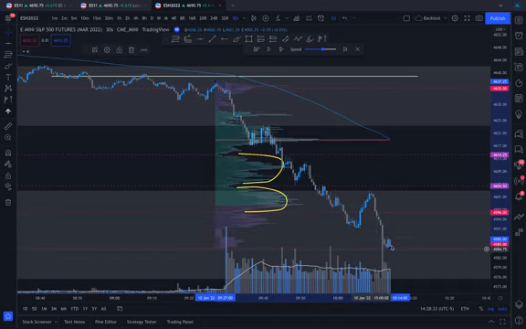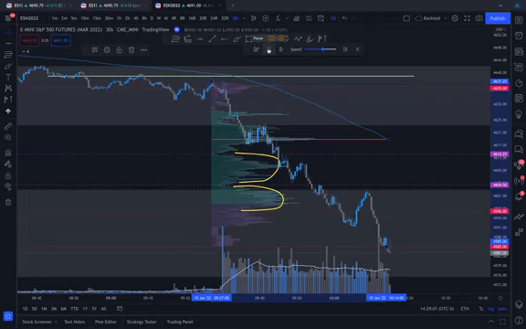Now we're building volume, right, as we consolidate, and we have this previous volume area here. So where would I look to take a short? Well, if I think that this price action is really strong and that we might not even make it up here, I can look to just scalp as we're consolidating here, scalp around this. Or I can wait and see if we get closer to this big volume and use this big volume area as support, which is often a little bit safer.